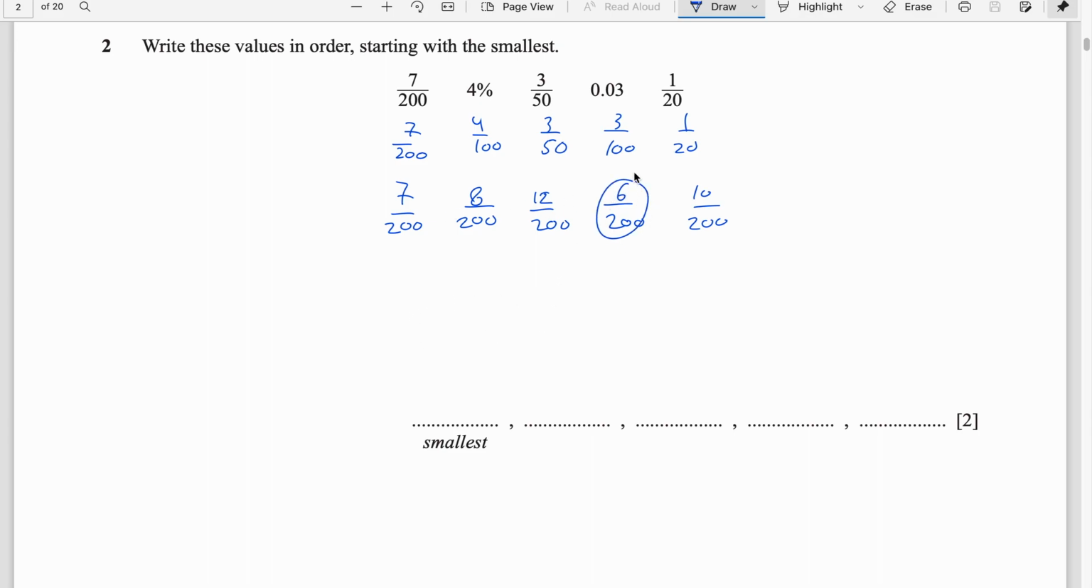So this is 6 by 200, which is 0.03. Out of these, now 7 by 200, 8, that is 4%, 10, that is 1 by 20, 12, last one, that is 3 by 50.